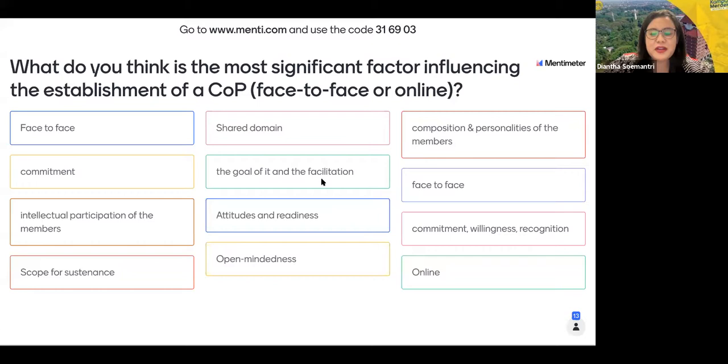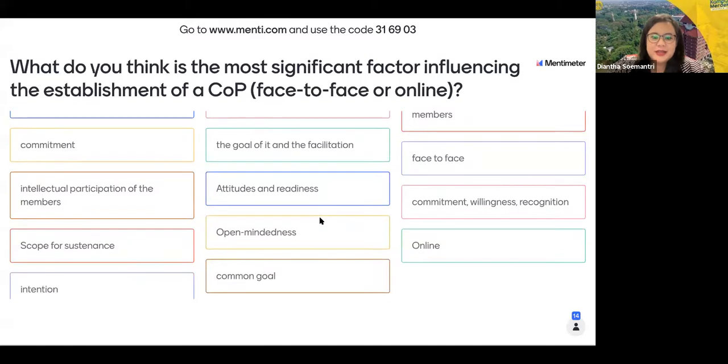Thank you. The goal of the COP and the facilitation, very important. So when we want to create a COP, we don't just make a random group, but we need to decide who's going to be the facilitator. And this facilitator needs to be experienced maybe, or trained or skillful in facilitating the group.